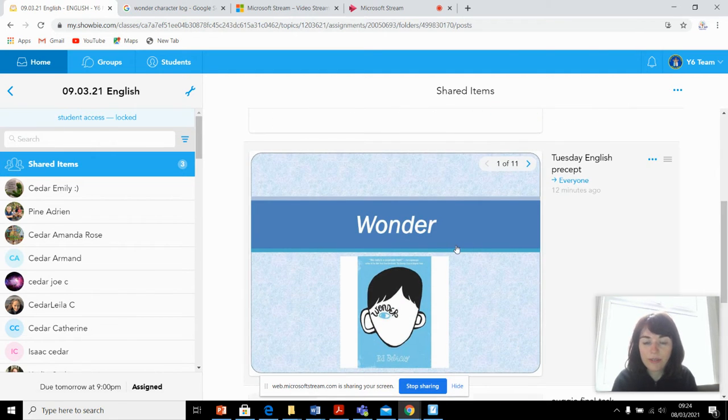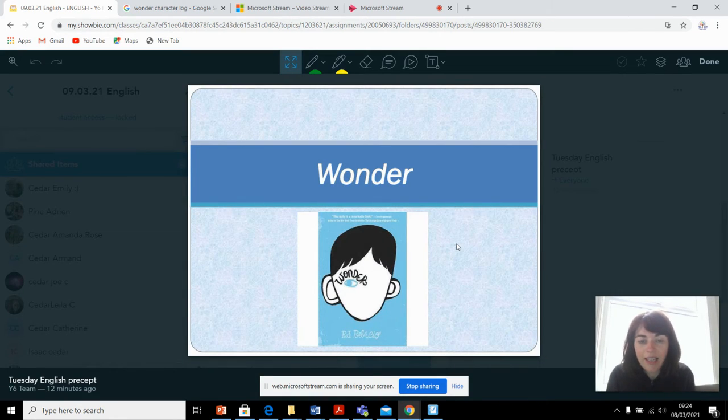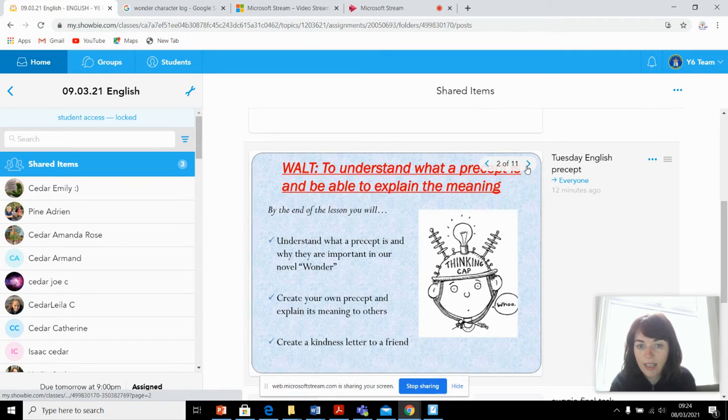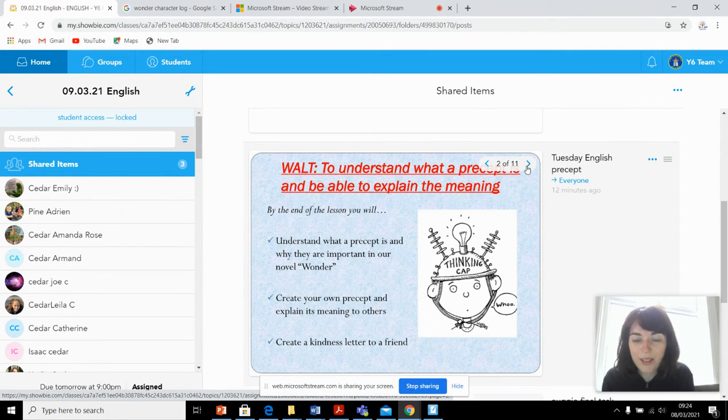Okay, so the first activity that you're going to be doing today, and what you're going to be learning about in our lesson, is precepts. So this is something we've already read about. We first found out what a precept is in the lessons that we did last week where we were reading and we met Mr. Brown. Okay, so Mr. Brown, if you recall, was the English teacher in Wonder.